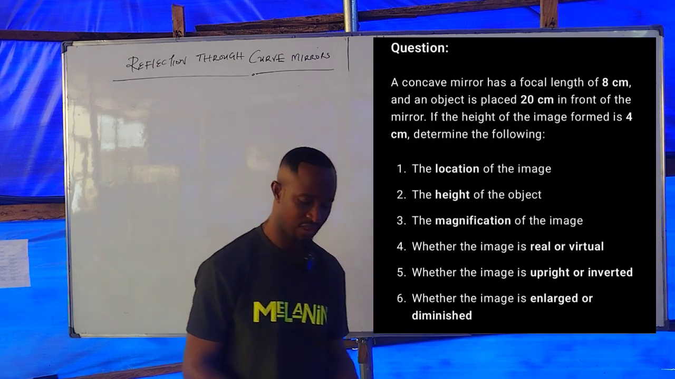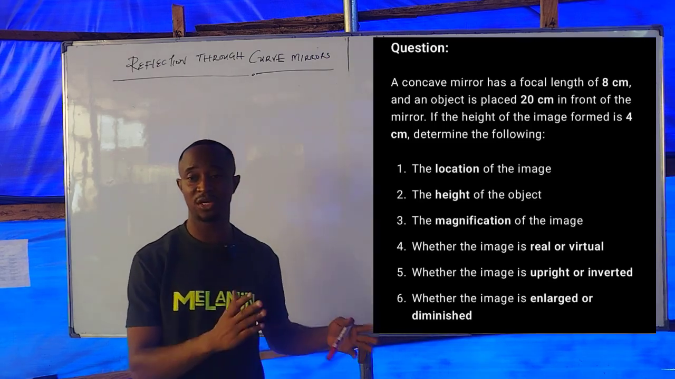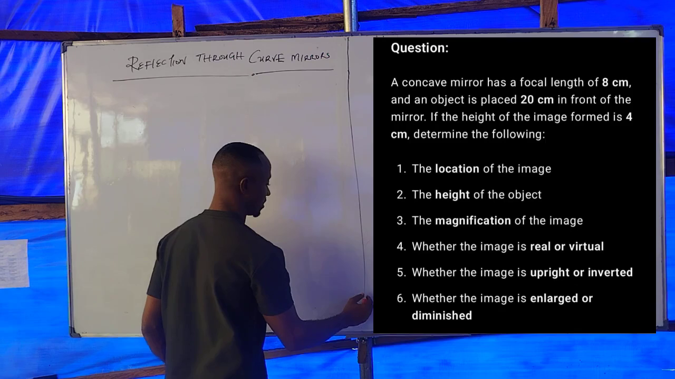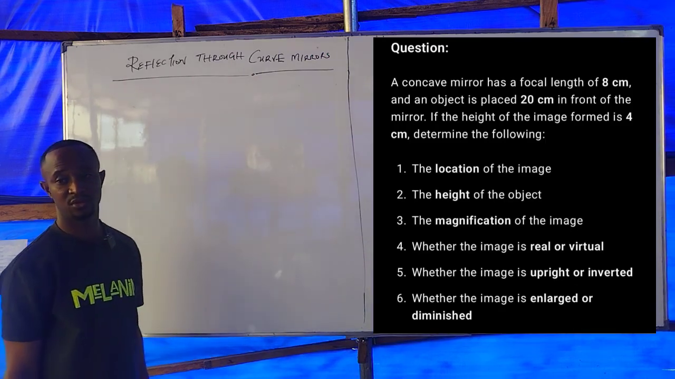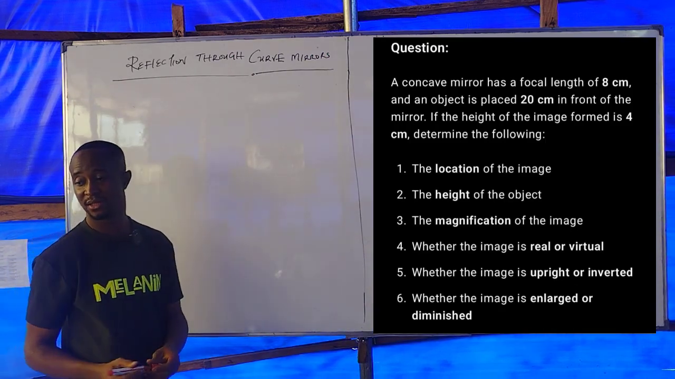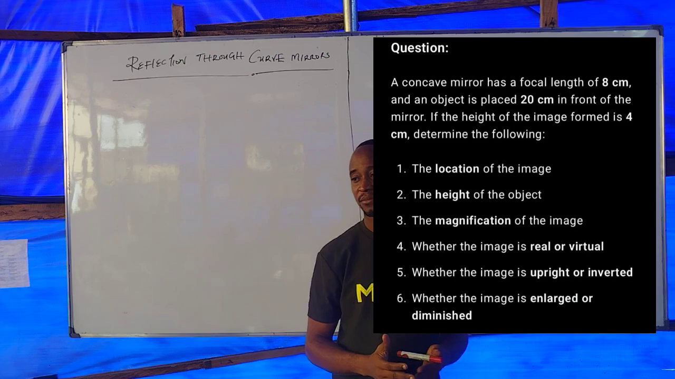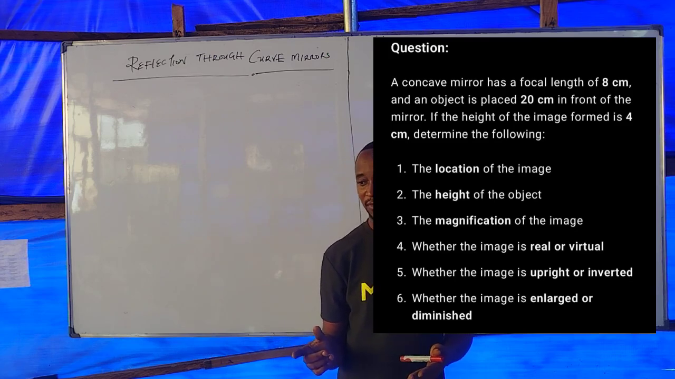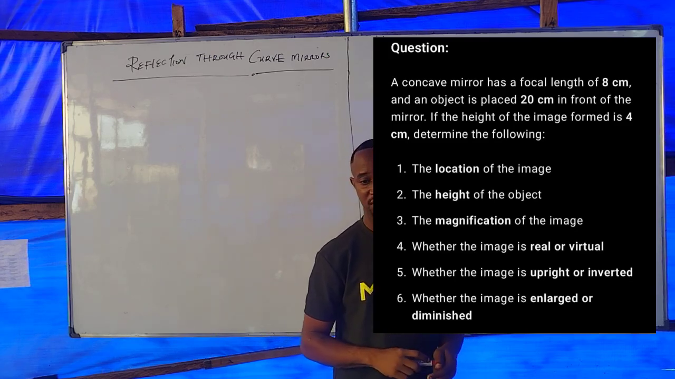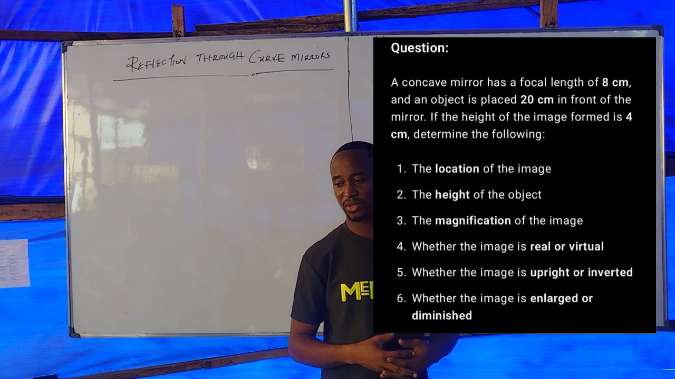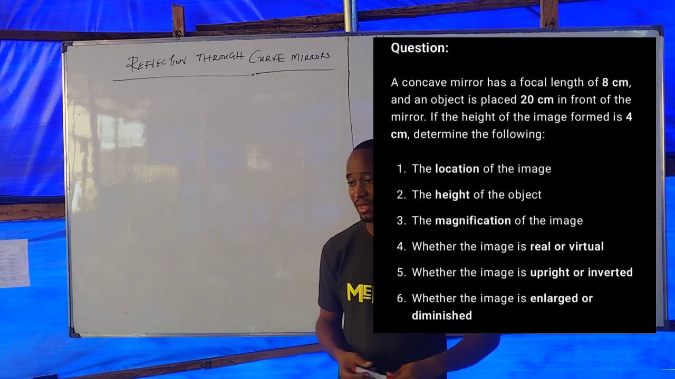Okay, now let's solve. We are told that we have a concave mirror. Now already we should know the focal length of a concave mirror is positive. Don't forget. Focal length of all concave mirrors is positive. Is it in your note? If it's not there, please add it. The focal length of all concave mirrors is positive.